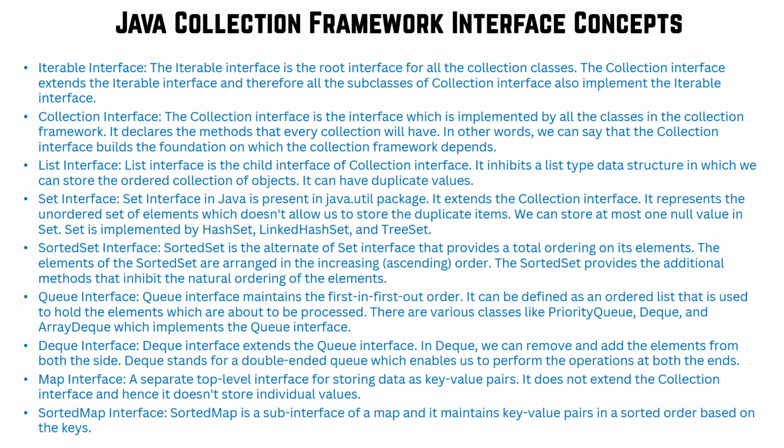Map is a separate top-level interface for storing data as key-value pairs. It does not extend the Collection interface and hence does not store individual values. Instead, it stores key-value pair combinations. SortedMap is a subinterface of Map, but it is sorted, with key-value pairs mostly in ascending order.